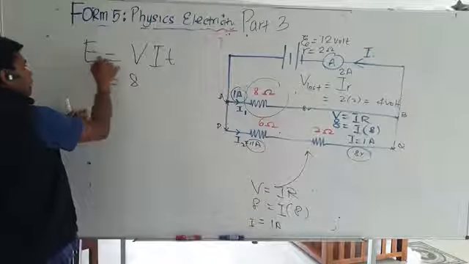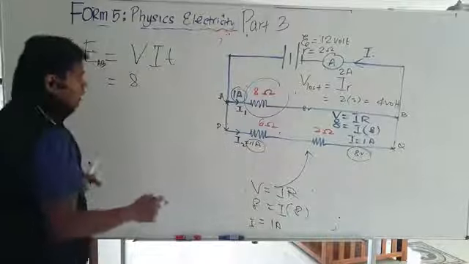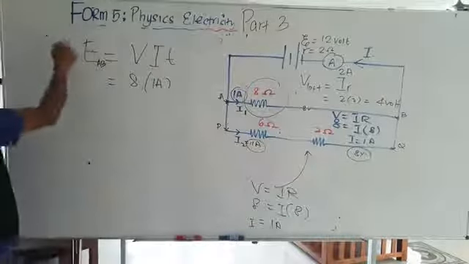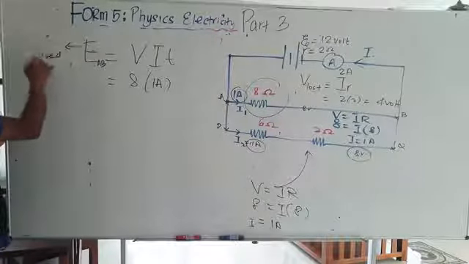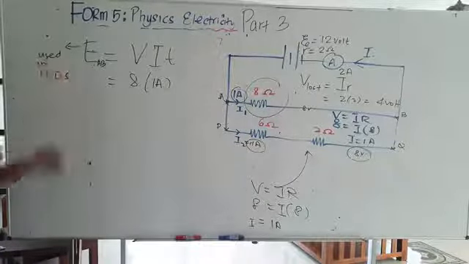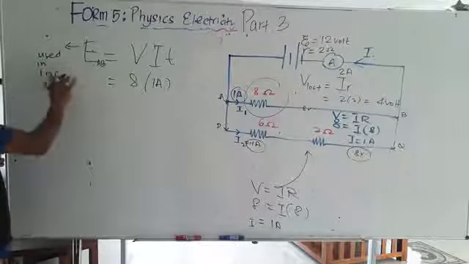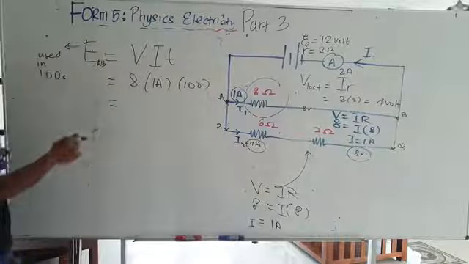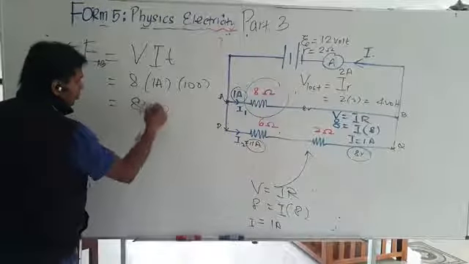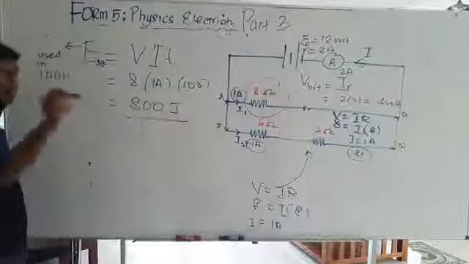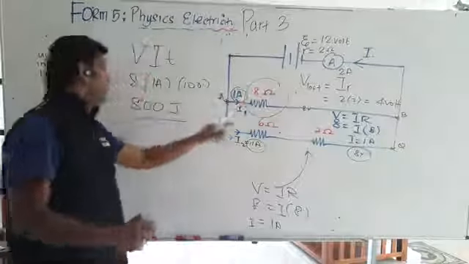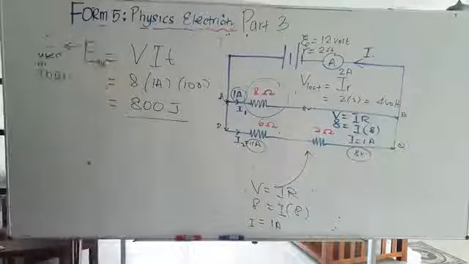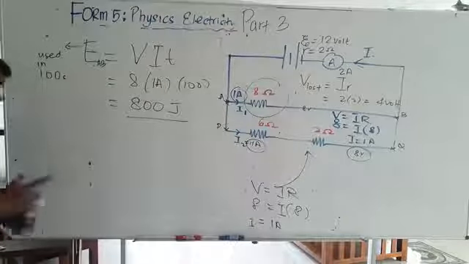This is AB, yeah? I'm doing at AB. The current moving is 1 ampere. Let's say energy used in 100 seconds. So times 100. So times everything, you're going to get 800 joule. So 800 joule will be used here in 100 seconds if the current is 1 ampere. Are you okay? Now let's try one more.